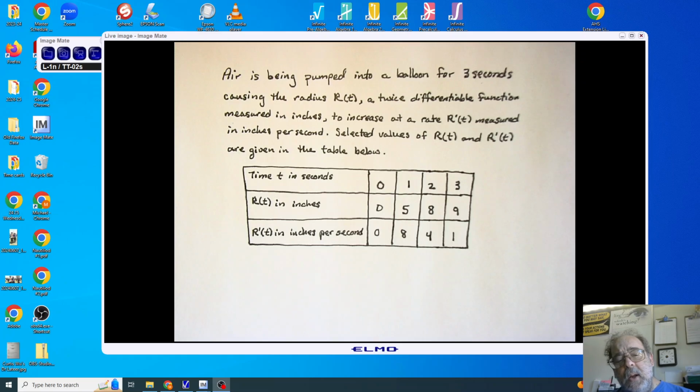Today we're going to be taking a look at how we find equations of tangent lines and then use those tangent lines to approximate a value.